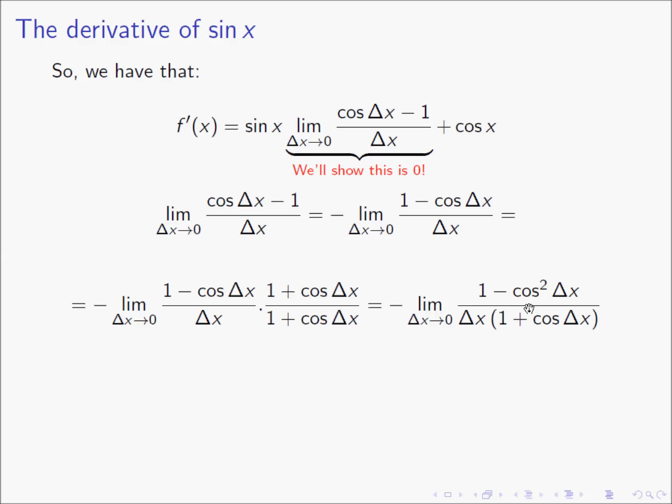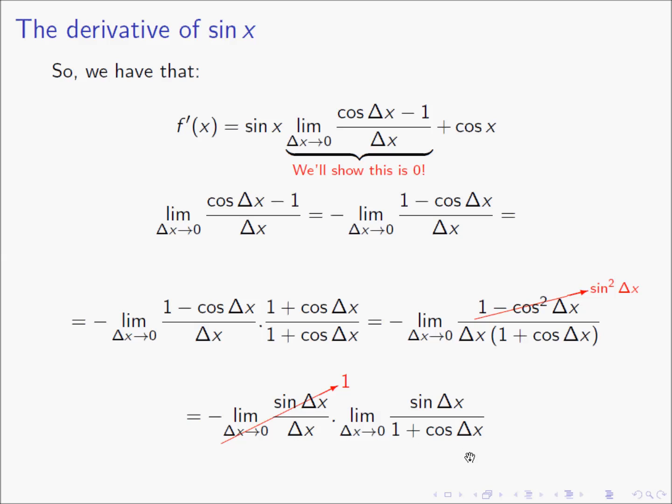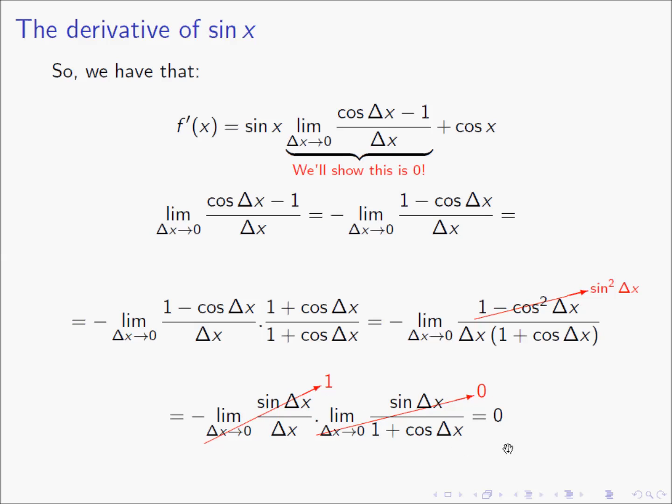And notice that this expression, 1 minus cosine squared, is just sine squared. So here we have sine squared, and we can separate that into two factors like this, and even separate into two separate limits, and we get sine of delta x over delta x times sine of delta x over the other factor in the denominator, that is 1 plus cosine of delta x. And here once again we get the fundamental trig limit, and this other limit will approach 0 because sine will approach 0 and the denominator will approach 2, so this limit equals 0. And with this we have shown that this limit is 0.